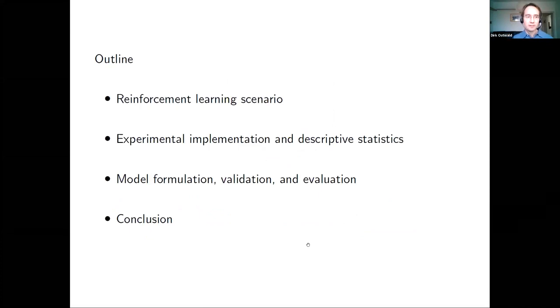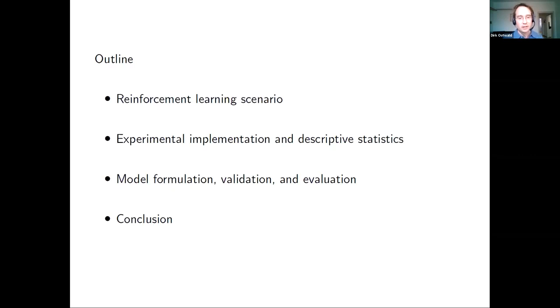In this talk, I would first like to give you the general idea of the reinforcement learning scenario that we are studying here, which relates closely to these questions of reward, surprise and epistemic behavior that we touched upon already in the first part. Then I'm going to show you our experimental implementation and some descriptive statistics of human participants' data. In the third part, I will show you how we specify our three models, and then conclude.